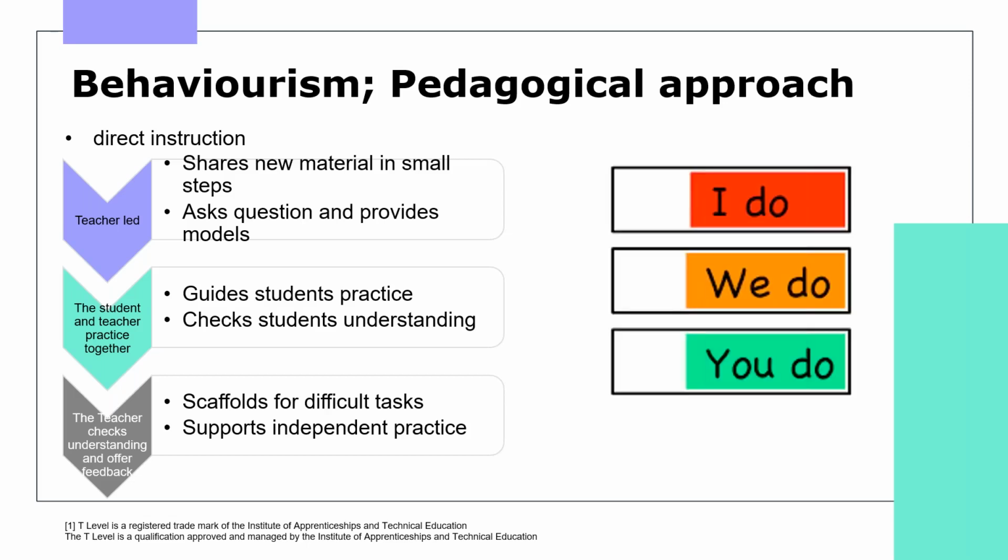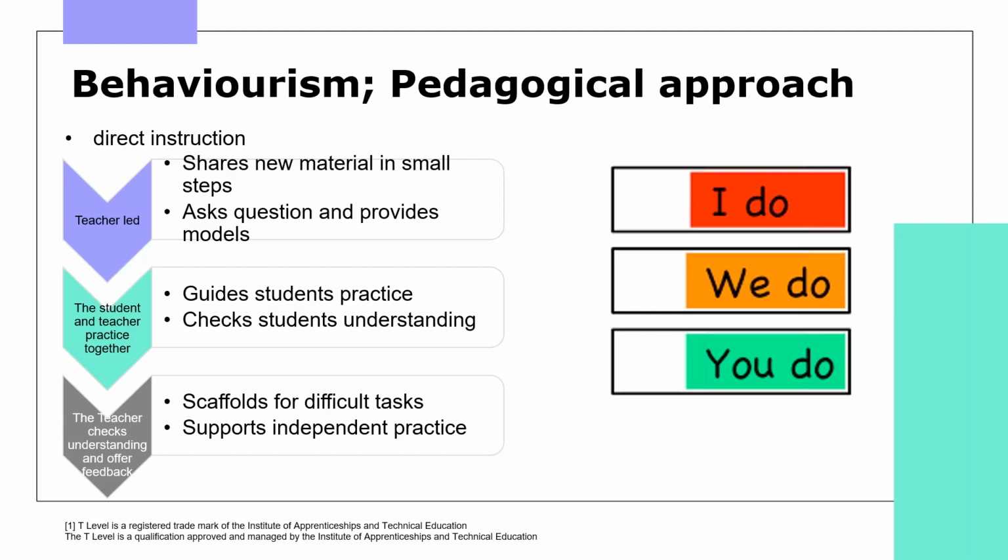Using a model like I do, we do, you do provides scaffolding that can help students increase speed of processing and move strategies from short-term memory to long-term memory. Step 1 would be to use a think aloud to introduce a strategy of finding the main idea. You will briefly model what you want the students to do. That's in the I do stage.